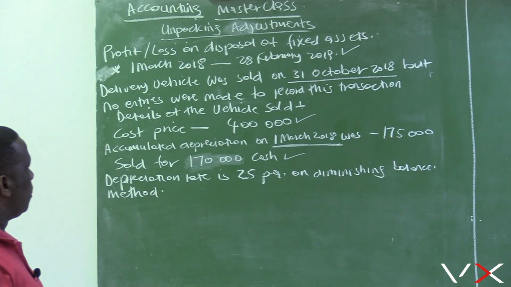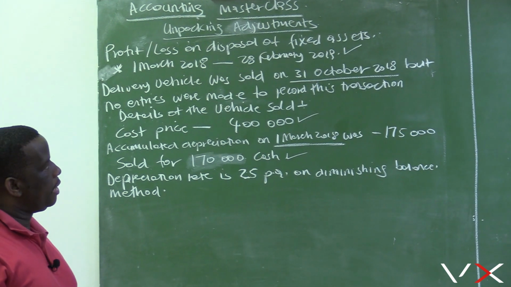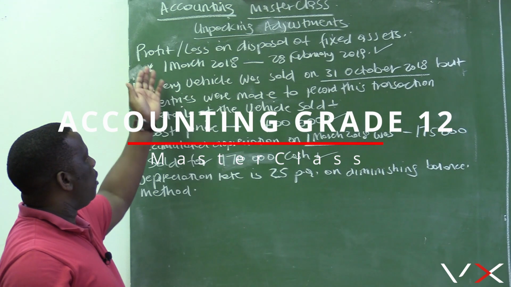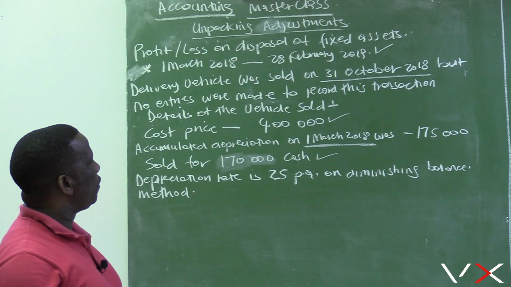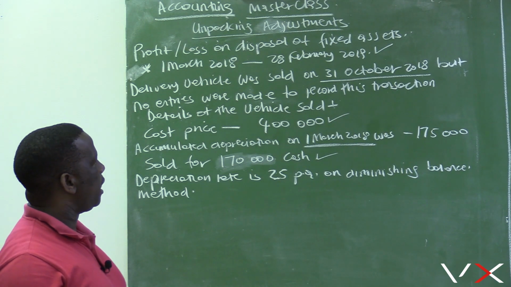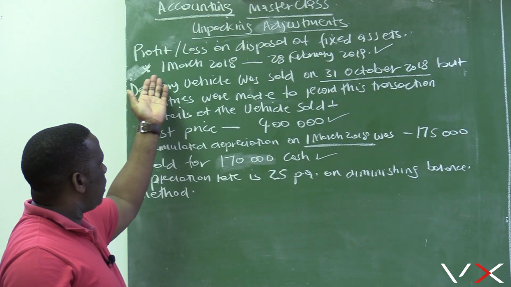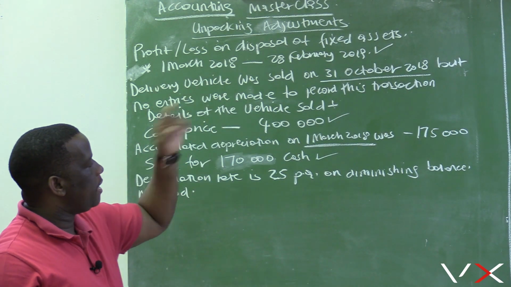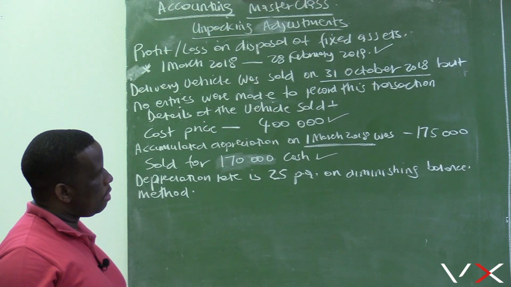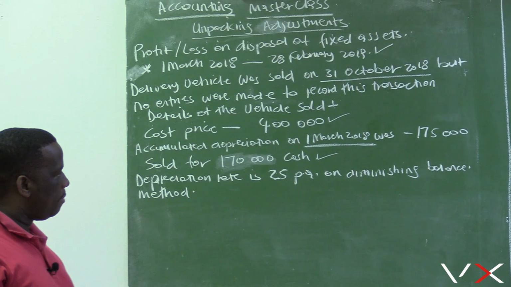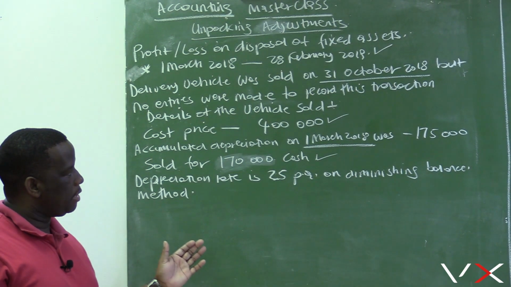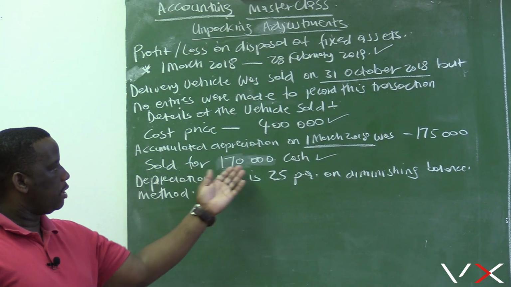All right. We are still unpacking the adjustments. We are looking at the profit or loss on disposal of fixed assets. The beginning is the 1st of March 2018 and the end is the 28th of February. This calculation we have already done, but the only thing that is different now is the amount.